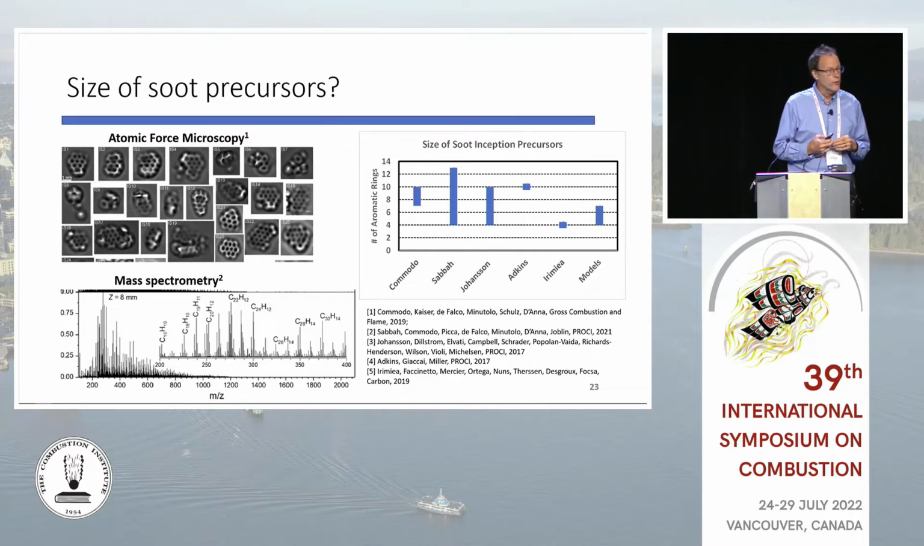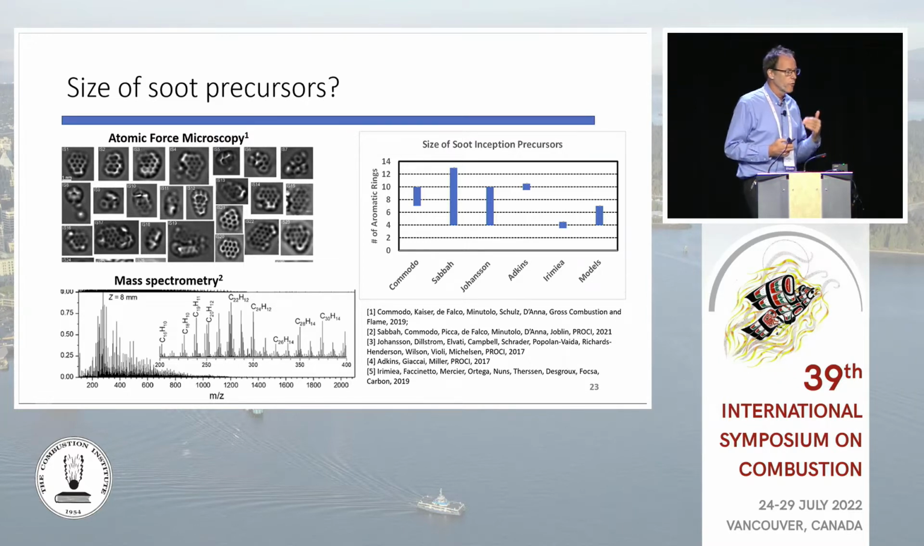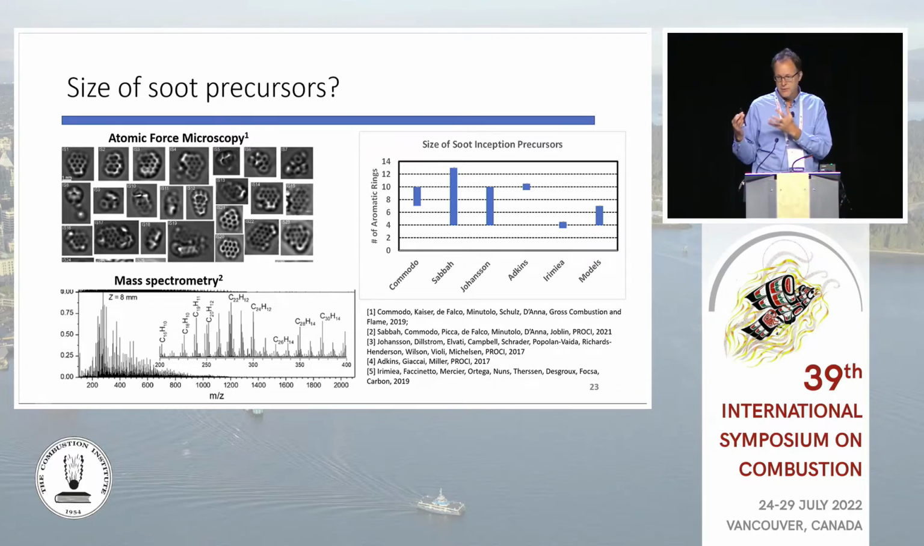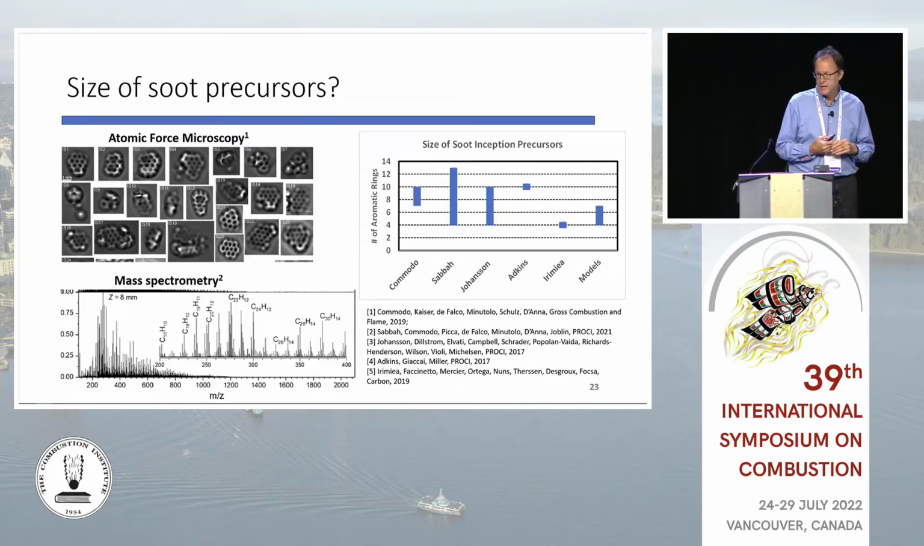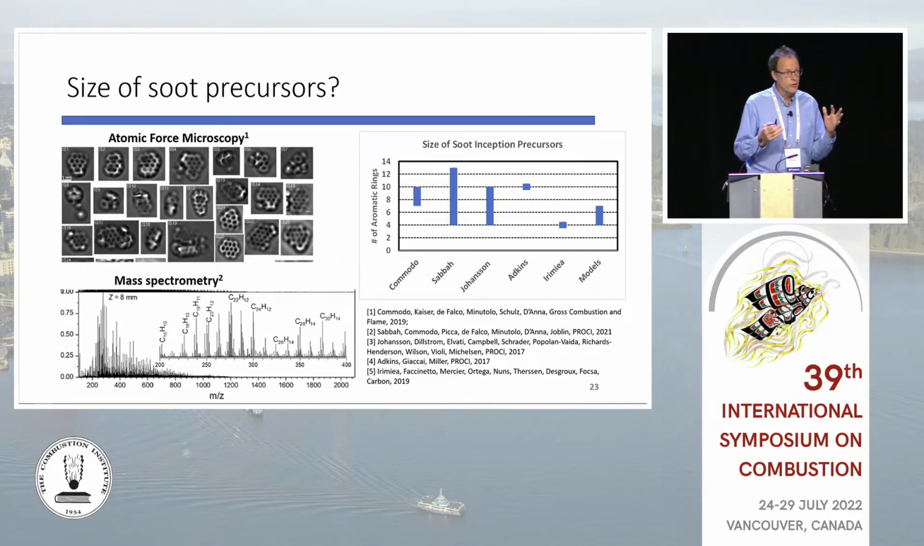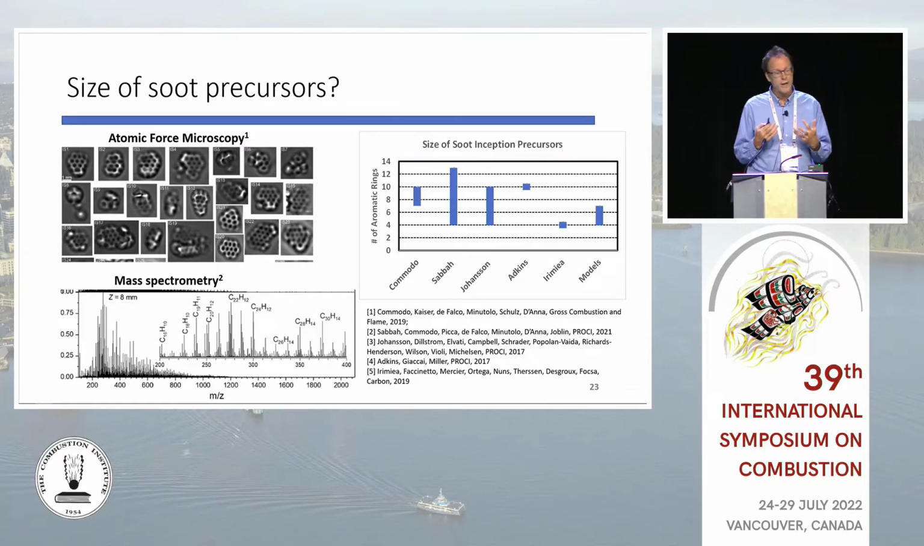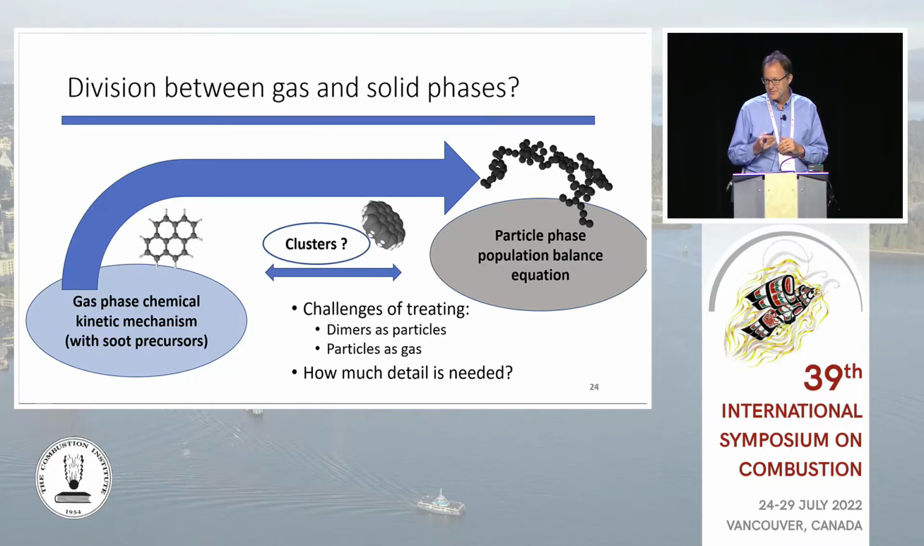On the far right, we have models. Typically, models are 4 to 7 aromatic rings. And so we see that models are using soot precursors that are within the range that experiments are suggesting. However, let's say a little bit on the small side. Okay? However, there are new papers coming out suggesting that maybe even 1 to 2 aromatic ring PAHs could be playing a role as soot precursors. So the debate continues and is still very vigorous.